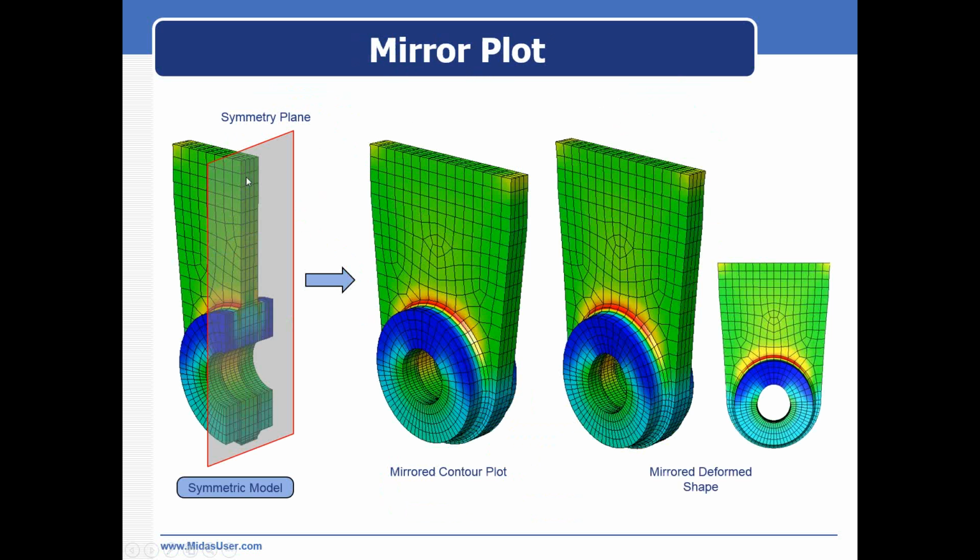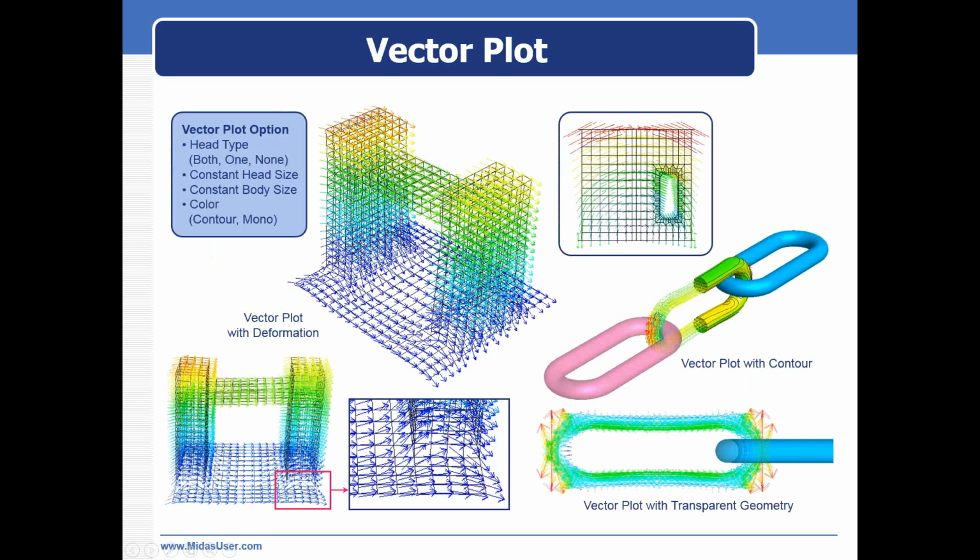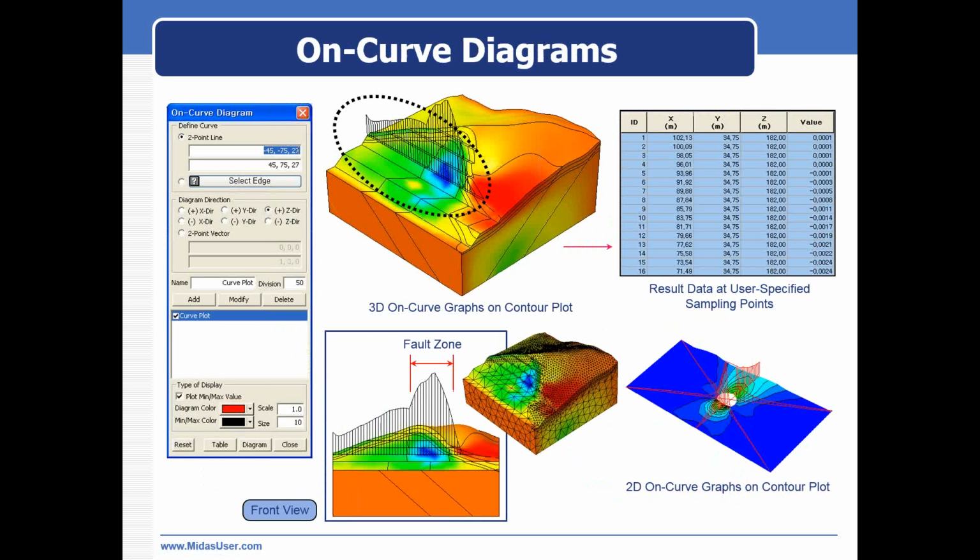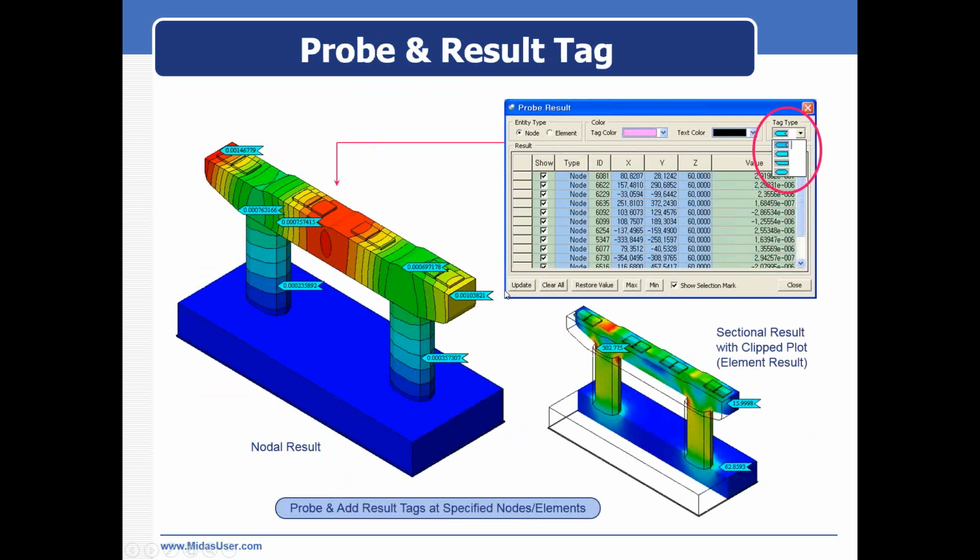Next is mirror plot. In case of symmetrical geometry, this is a time-saving feature. We just analyze half of it and mirror the results about this mirror plane to get the complete picture. Vector plot, we can see the results in the form of vectors. On curve diagram, we can define the curves on the geometry itself or along the edge to get the results all along that curve. Result tag, this is quite helpful either to display the results or to check the results at the nodal positions. We can tag the results and check the actual values.